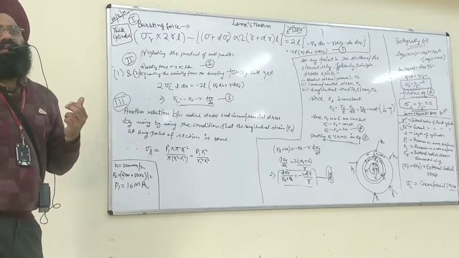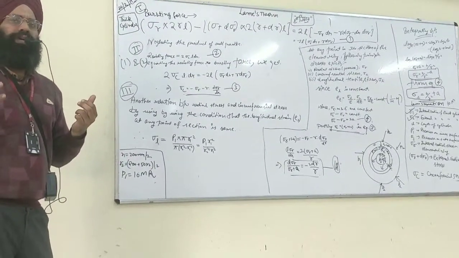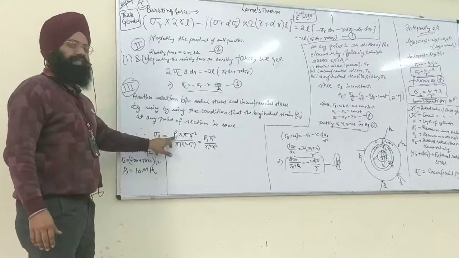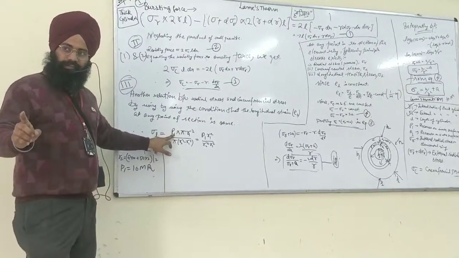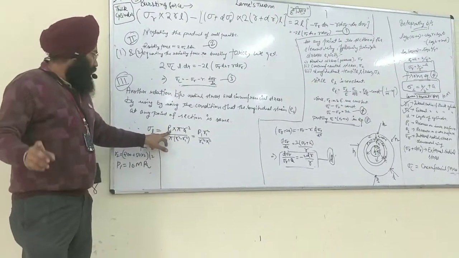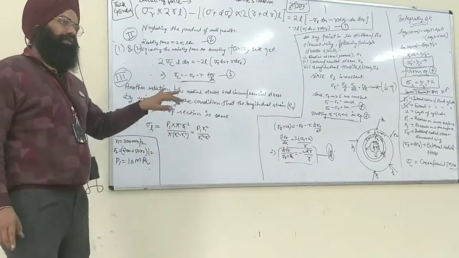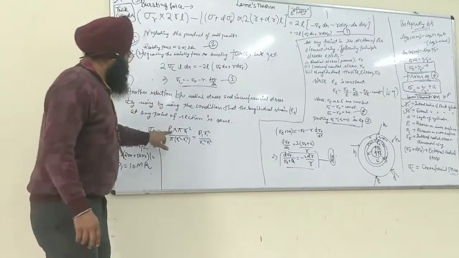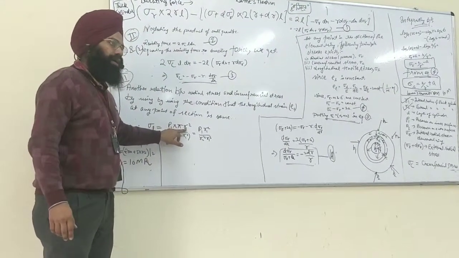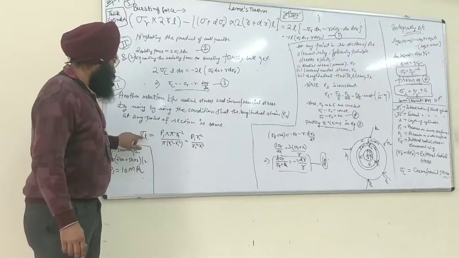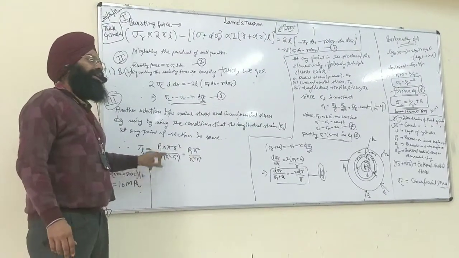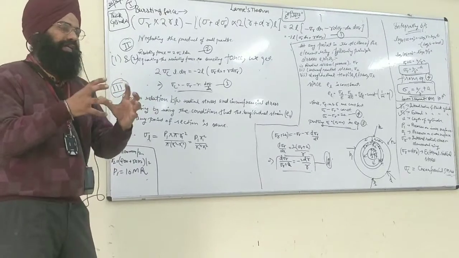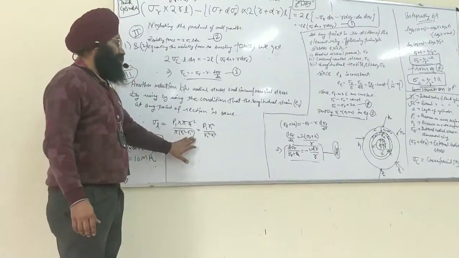With the radial stress, we know the stress is equal to force per unit area. So force is the internal pressure P1 and your area will be pi r square. Your force will be pressure into area. Now stress is force per unit area. Area will be taken of your thick cylinder, that is pi (r2 square minus r1 square).